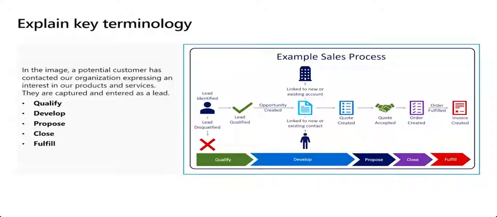But if it's qualified, the sales rep is going to start to develop the lead into what we call an opportunity. The opportunity can be tied to an existing account or a contact, or you can create a new one even. But as the relationship is being developed, the sales rep will then create a quote or a proposal. And if that customer accepts the quote, it's going to turn into an order. And this is where we usually say the deal is closed. However, to fully finish out the process, the order needs to be fulfilled and billed.